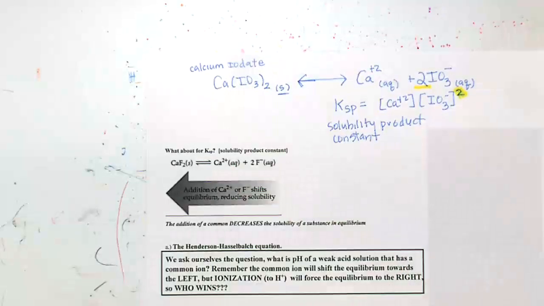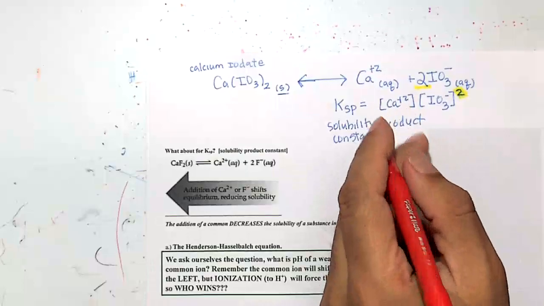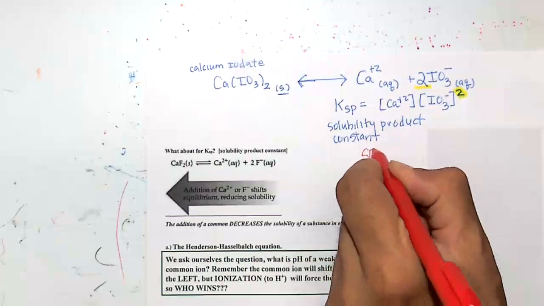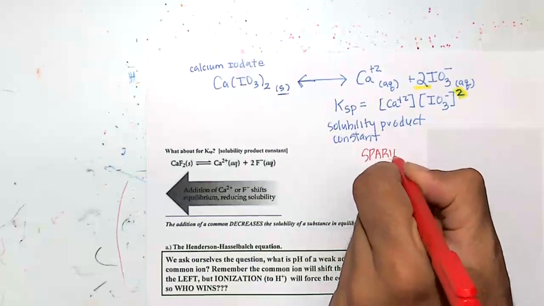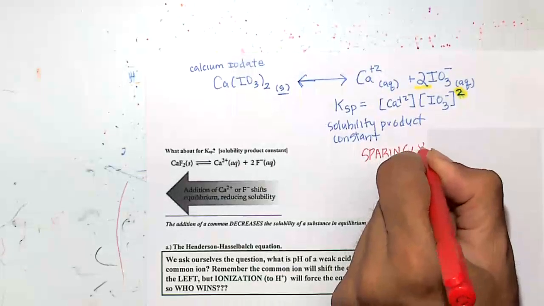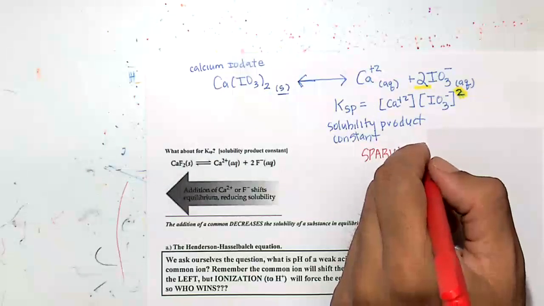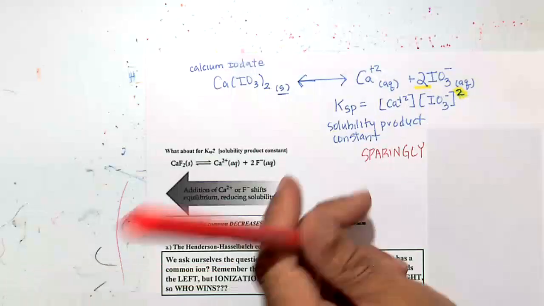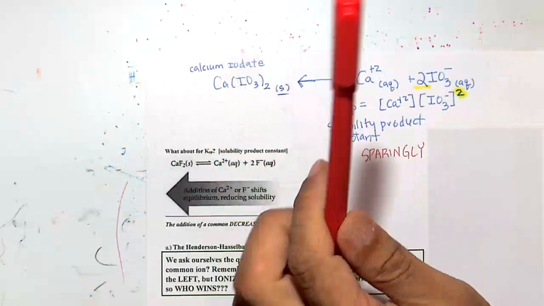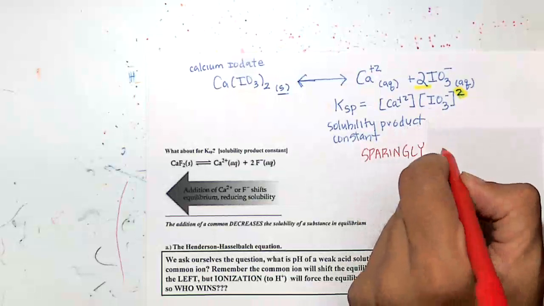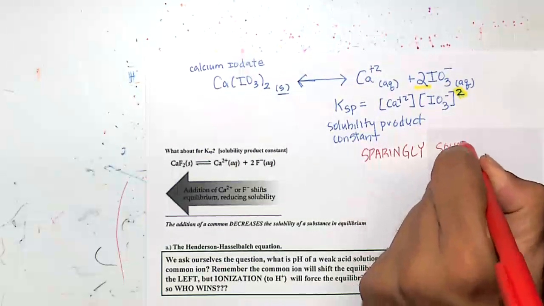We will use the solubility product constant for sparingly soluble solids. That's another association linkage I want you to make. Common ion effect, suppress ionization. KSP, sparingly soluble solids.